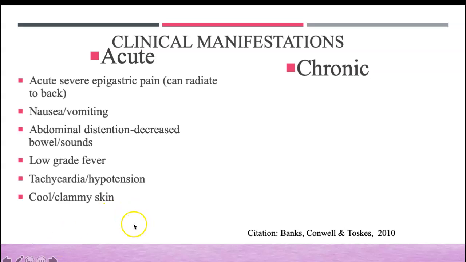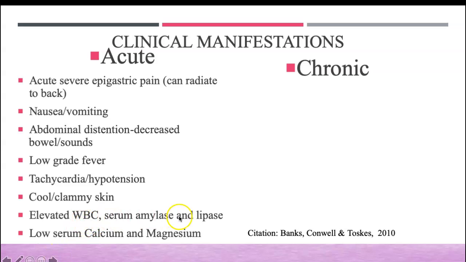So the clinical manifestations for acute pancreatitis are severe epigastric pain that radiates to the back. There's a lot of nausea, vomiting, buildup of fluid in the stomach, which will be manifested as decreased bowel sounds. Pancreatitis leaves the patient vulnerable to infection, so you might see low-grade fever, and then there's blood volume loss, the hypovolemic loss, and then increased heart rate, hypotension, cool clammy skin, elevated WBC. Serum amylase and lipase are again markers that are elevated, indicating pancreatitis.